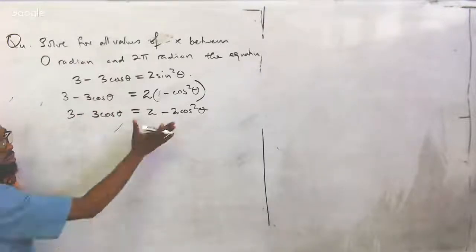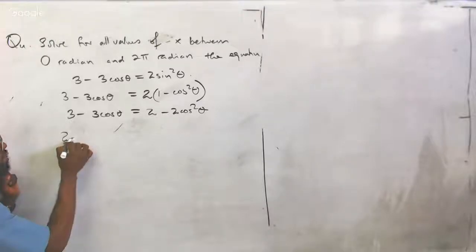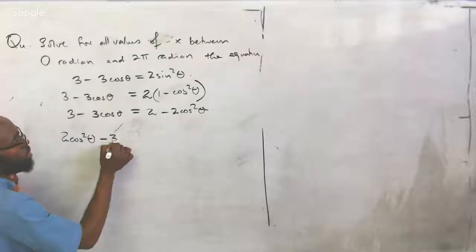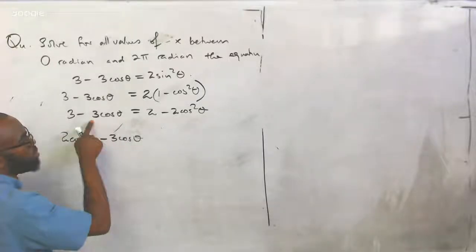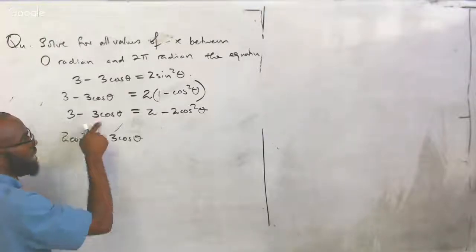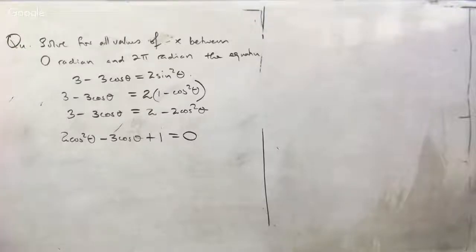Why? Because I want my term with the highest power to be positive. 2 cosine squared theta minus 3 cosine theta, because this was already over here as a negative. This 2 comes over as a negative, so this becomes 3 minus 2, that's plus 1, and that is equal to 0. Are we good?